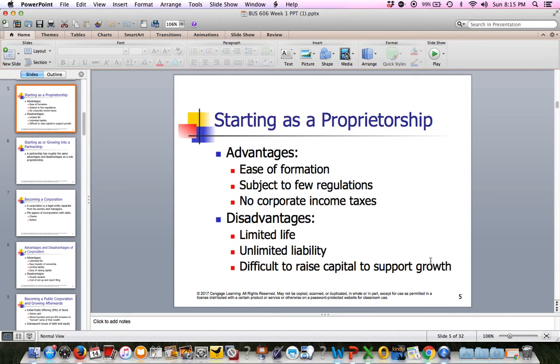So a sole proprietor or a partnership is very easy to form. It's just a matter of obtaining a bank account, and that's really about it. And the business itself never pays tax. The owners pay the tax instead. So all the income of the business flows to the owners, who then pay the tax on their personal tax return.